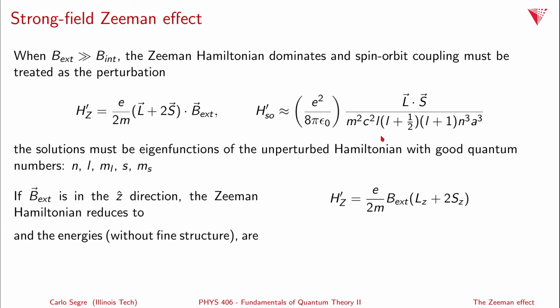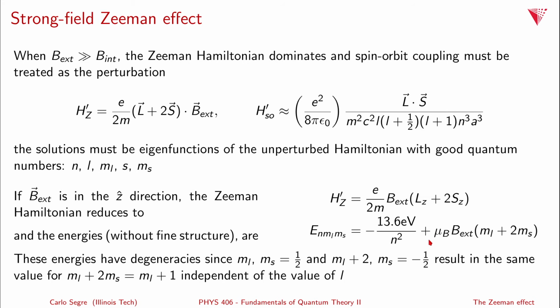And now, ignoring the fine structure, because we have to use that as a perturbation, the energies are now the Bohr energies, which are minus 13.6 electron volts divided by n squared, plus the energy of the Zeeman terms, which are easy to compute because L sub Z and S sub Z have good quantum numbers, M sub L and M sub S. So we get that first term, minus 13.6 eV over n squared, plus a Bohr magneton times B external times (M sub L plus 2 M sub S).